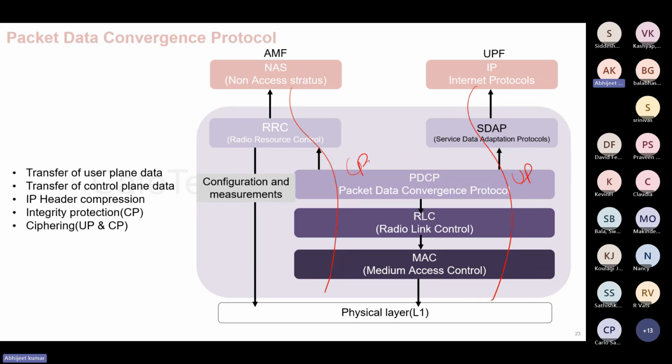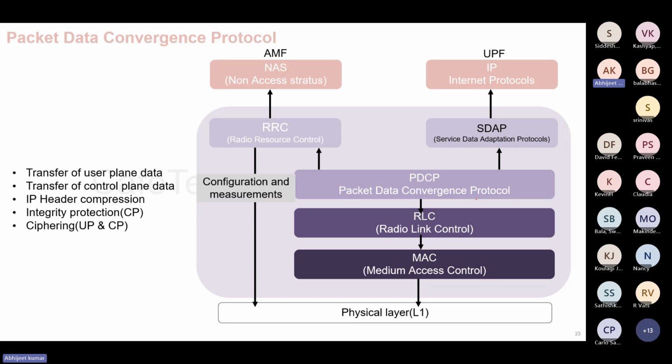So what is this function actually? So let's see. Transfer of user plane data, if you see the right side. In the user plane data, PDCP is responsible for transmission and reception of user plane data for internet, like whatever internet, voice call, or multimedia, WhatsApp, whatever you are using. The PDCP layer here provides some kind of services.